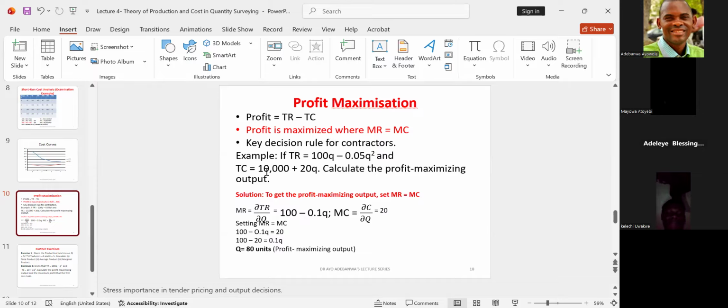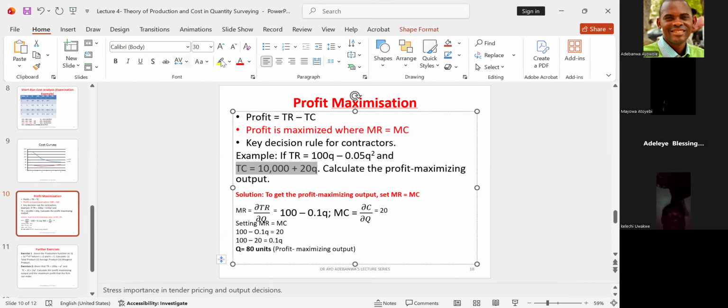Now, to get the profit maximizing output, you must set MR equal to MC. Now, what does that mean? That means you're going to get your MC, which is marginal cost, from your total cost. And look at the total cost here. I'm putting my cursor there so that you can see. Let me pick a red color. So I'm putting it in red. That total cost is 10,000 plus 20Q. So if you want to get the marginal cost, you just differentiate this.